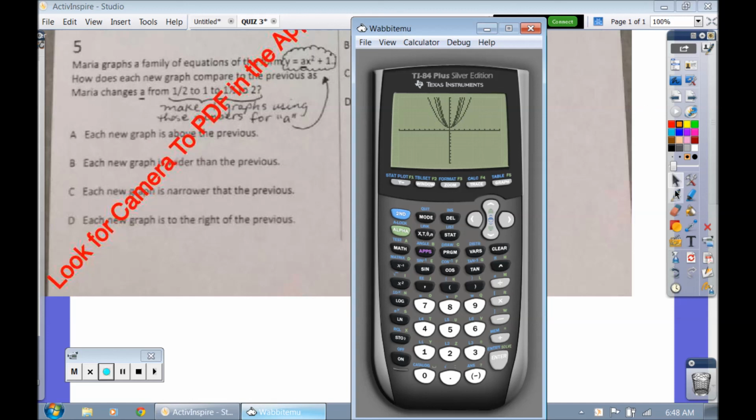They're not going above or below. They're all at the same part of the y. Each graph is wider? No, it's not getting any wider. In fact, it's letter C. Each new graph is narrower.